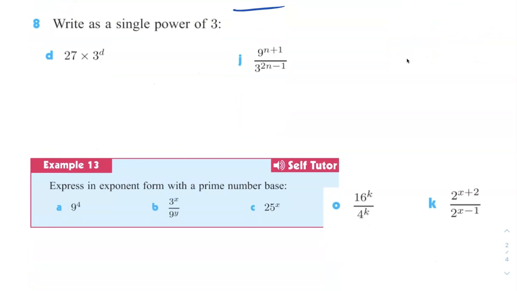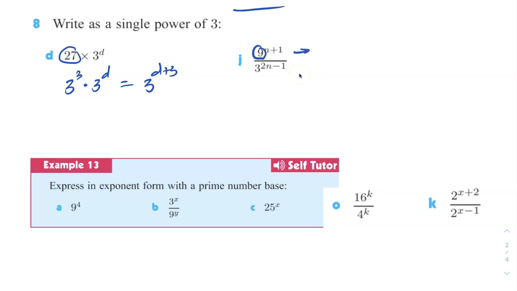Same idea, but write it to the power of 3. So I'm going to change 27 to 3 cubed times 3 to the d. Now they have the same base, I can add the powers. So d plus 3.